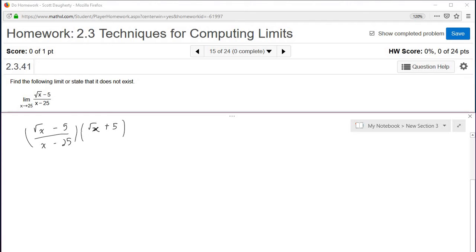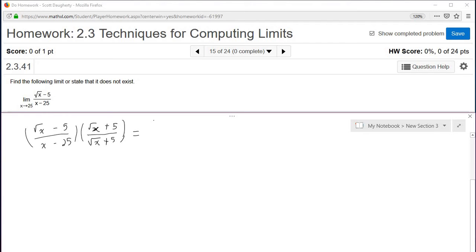Now I can't just multiply by that because then I would change the value of the original function. So if I'm going to do that, I really need to divide by the same thing. Because if I do that, then this is equal to 1, and I can multiply the original function by 1 without changing its value. All I'm doing is changing the form. The value remains the same if I multiply it by 1.